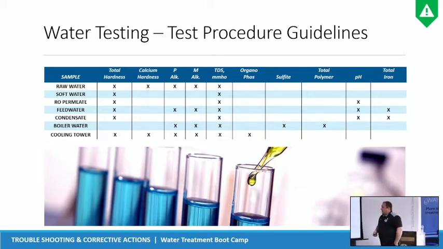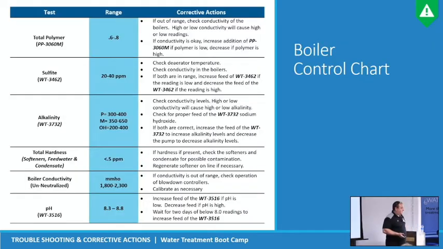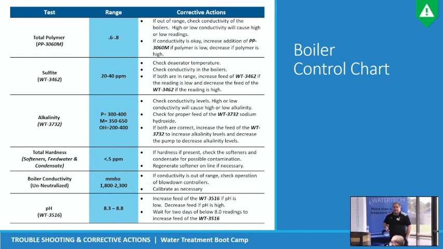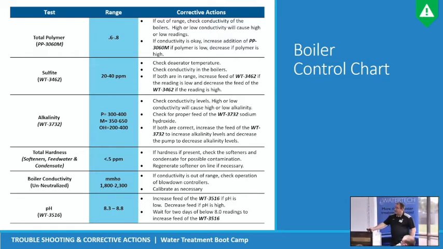So hopefully you have some type of control chart that you can compare everything to, because it's great to run the tests and do the tests, but it doesn't mean anything unless you know what you're comparing it to. All right. So we typically provide a control chart that looks like this. We'll give you some real basic corrective actions, and you'll see that some of these are very typical. If conductivity is not in range, then you may hold off on doing anything. Or if conductivity is in range, you need to increase the chemical feed pump.